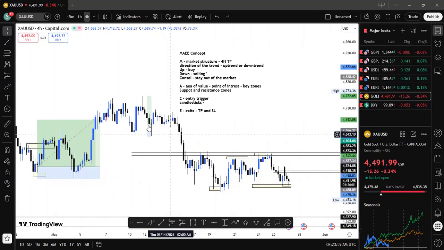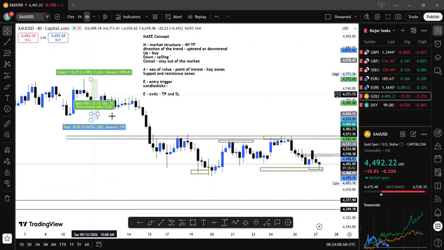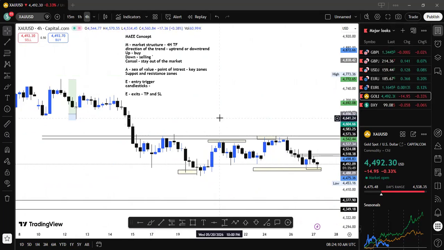Then I entered this trade, even though it almost hit my stop loss. If you can see, it almost hit my stop loss. Really, actually came back to hit my stop loss. So this one was a losing trade, all right. But then there's this one I want to also show you.